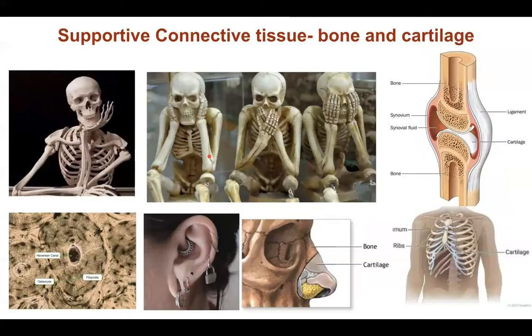Now, next, after connective tissue proper, you have supportive connective tissue. Now, why we use the word supportive? Because it supports your entire body. It provides your body a particular shape. So the supportive connective tissue is of two types, the bone and the cartilage.